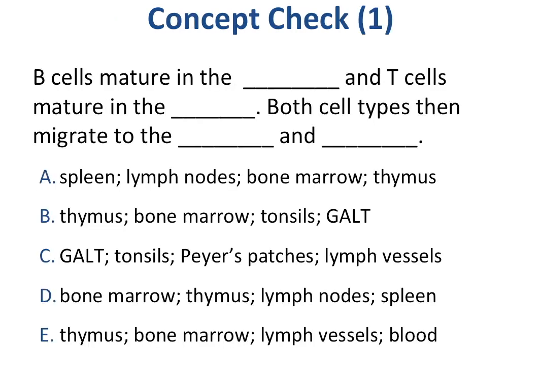Now let's work on this question. B cells mature in blank and T cells mature in blank; both cell types migrate to an blank. So I give you 5 seconds. The question answer is D. Okay, D.